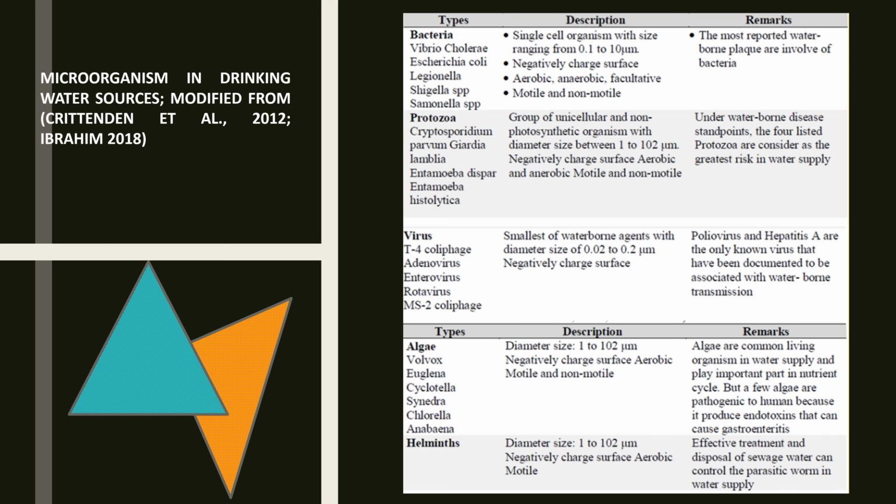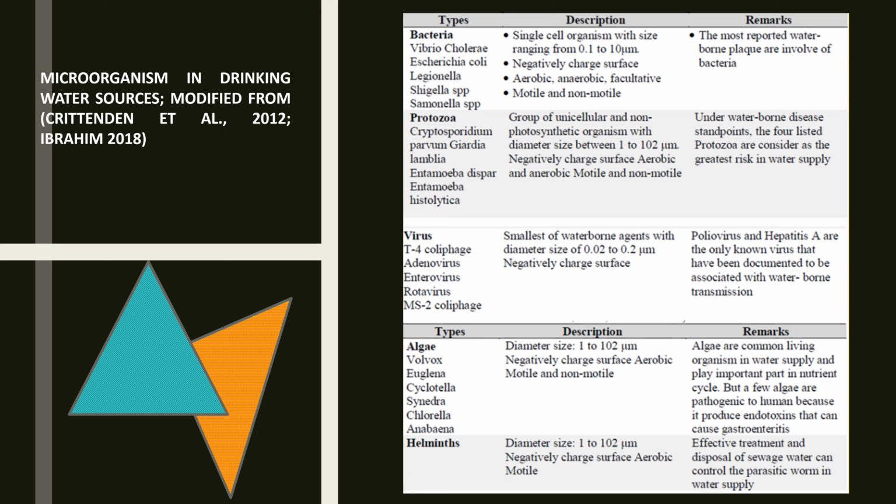Okay, this table shows the microorganisms in drinking water sources. This is modified from Crittenden et al. 2012 and Ibrahim 2018. We divided it into three: types, description, and remarks. The table shows the types of viruses and bacteria, such as the bacteria Vibrio cholerae, E. coli, Legionella, Shigella spp, and Salmonella. Description of these bacteria: they are single-cell organisms with a size range from 0.1 to 10 micrometers, negatively charged surface, aerobic and facultative aerobic, motile and non-motile. For remarks, most reported waterborne plagues involved bacteria.